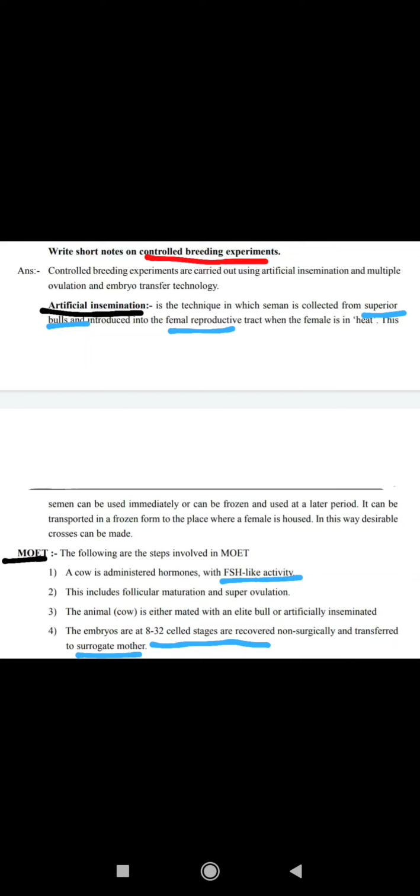Again, after the baby is born, or the offspring is born, the mother is ready for the next insemination.